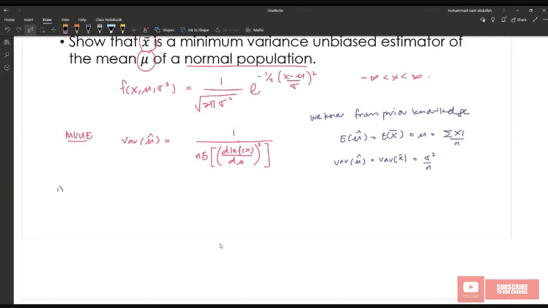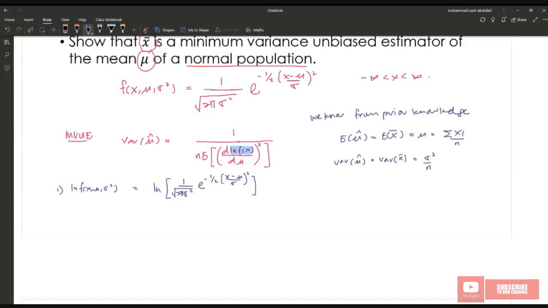Right. So first step, we need to solve for the first part that we want from this equation, which is ln f(x; mu, sigma). So this one should be ln of 1 over the square root of 2 pi sigma squared, times exponential of negative 1 over 2 times (x minus mu divided by sigma) squared. So far, are you clear with this one?